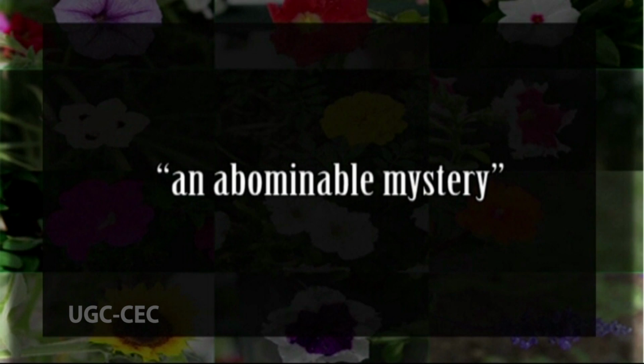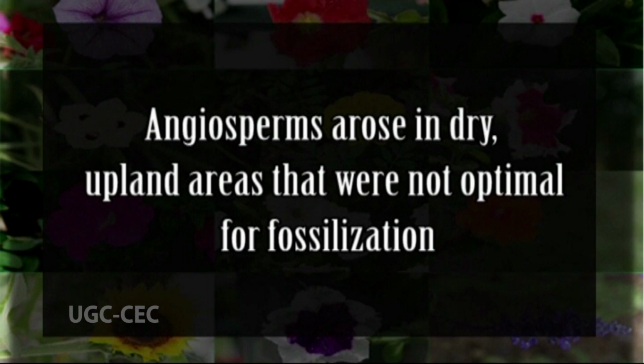Darwin referred to the origin of angiosperms as an abominable mystery. He was referring to the dreadful lack of fossil evidence that would help link angiosperms to gymnosperms, seed ferns, or other extant or extinct groups. The lack of fossils was attributed to the thought that angiosperms arose in dry upland areas that were not optimal for fossilization.